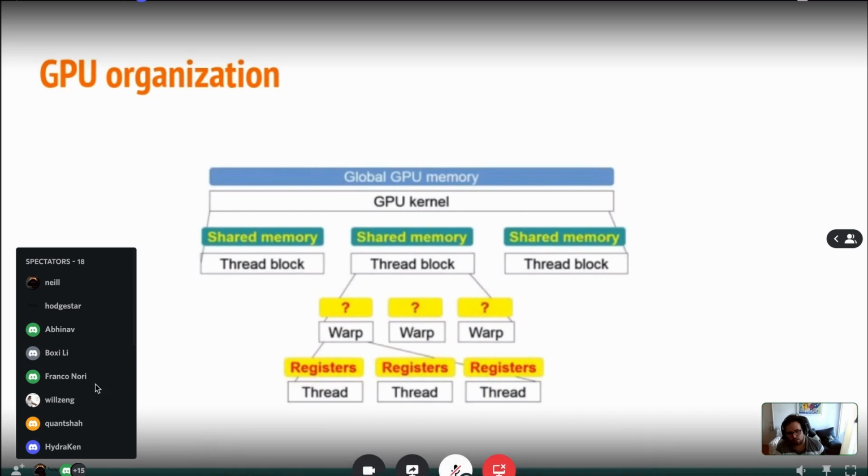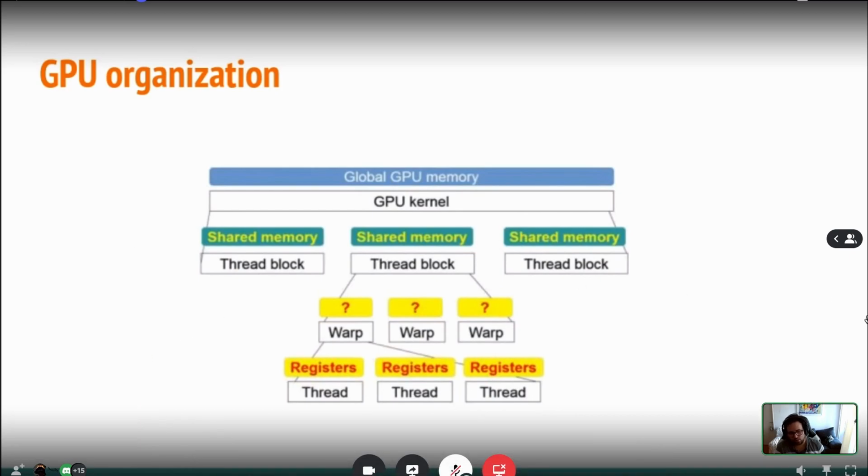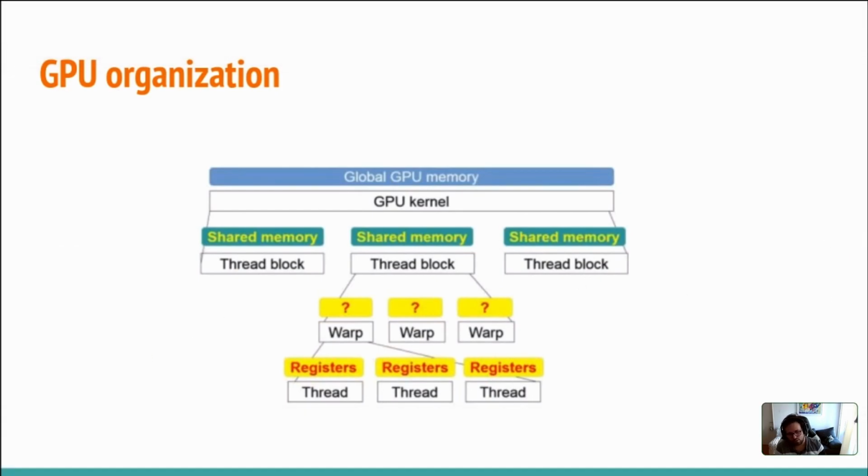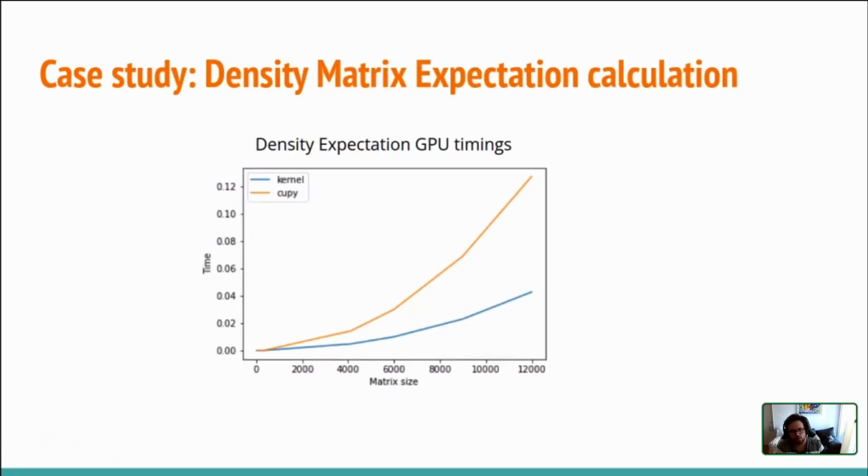GPUs are mostly parallel, with threads that work in parallel, except when they belong to the same warp. Then one has to be careful, because threads in the same warp have to start doing the same things. We had to be finicky with that when we did the implementations. And now I'm going to show you some improvements that we made using CuPy or our own kernels.